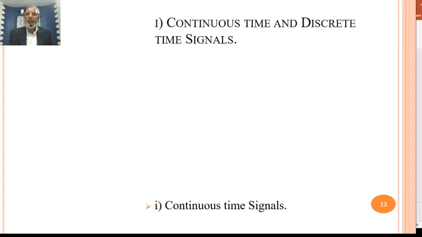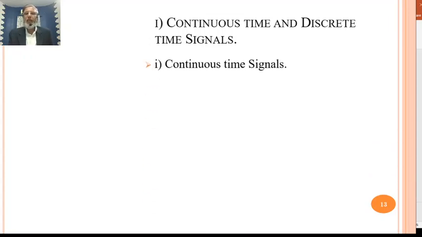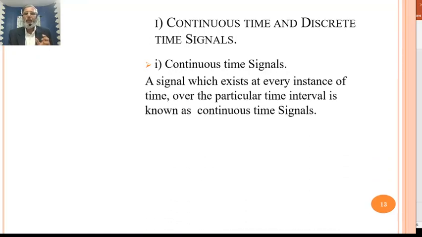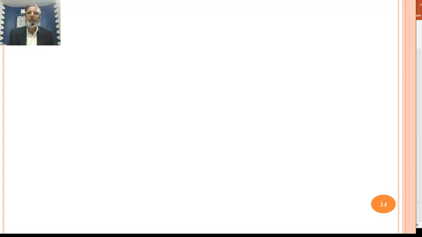A signal that exists at every instant of time over a particular time interval is known as a continuous time signal. Means the signal exists at every instant of time over this particular time interval. Here this particular time interval is T1 to T2. Now I will take one example that will clear the definition of the continuous time signal.